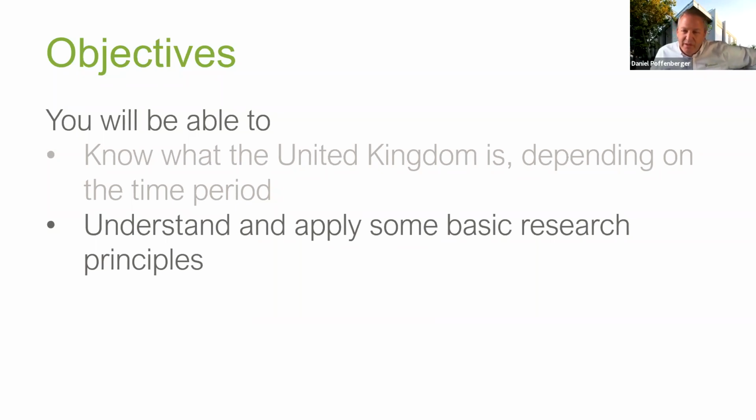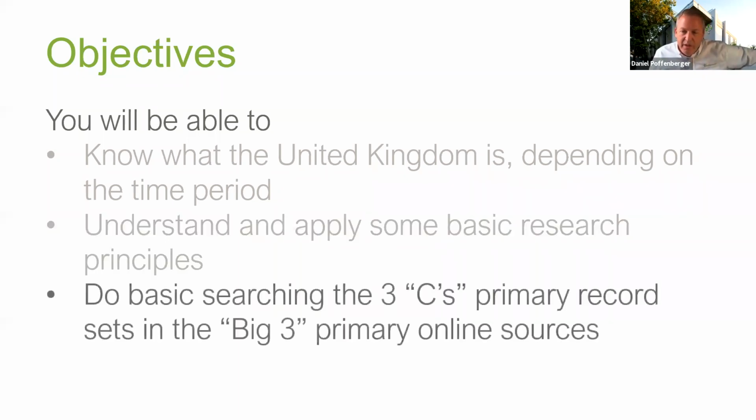just talk about some basic research principles that I feel like come up regularly with people that I'm helping, and are critical in any kind of research, but also in UK research. And then we'll go through the basics of searching what I call the 3 C's. The primary record sets is what those are, and you'll hear about them in a moment. And then the big 3 primary online resources for accessing those records.